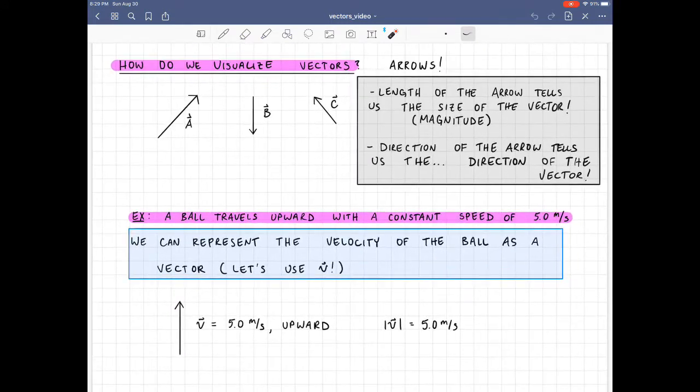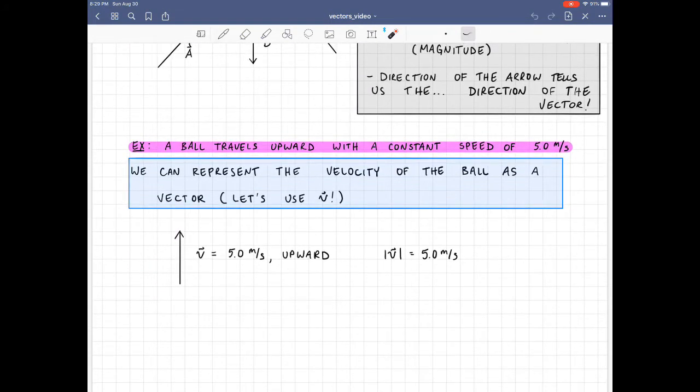Let's look at this example that I've got included. A ball travels upward with a constant speed of 5 meters per second. I note here that we can represent the velocity of the ball as a vector. If I was just going to draw the vector, I would just draw an arrow up. For notation, I'm going to use the letter V for velocity. When we represent vectors in this course, we are going to use a little arrow over top of the letter to denote that it's a vector.